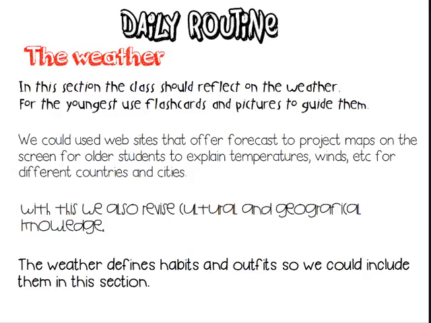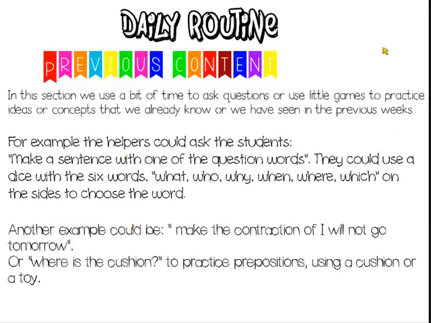Okay, excellent. The previous content. In this section, we use a bit of time to ask questions or use little games to practice ideas or concepts that we already know or have seen in previous weeks. For example, the helpers could ask the students to make a sentence with one of the question words, and to get the question word, we could have made a dice with the 6 words, one on each side: what, who, why, when, where, which.